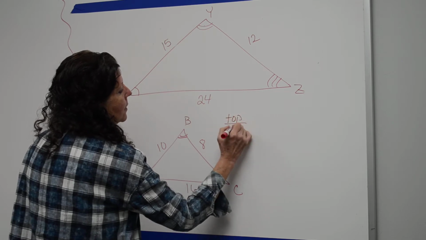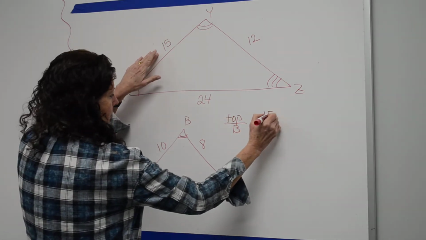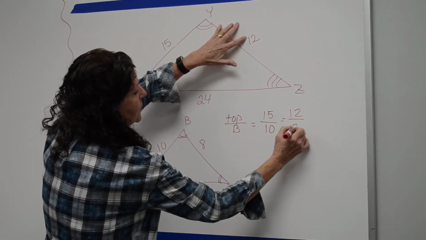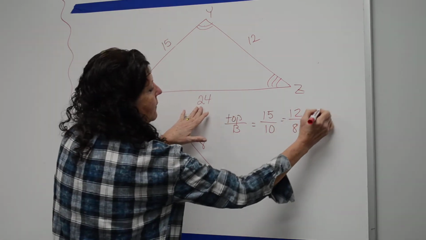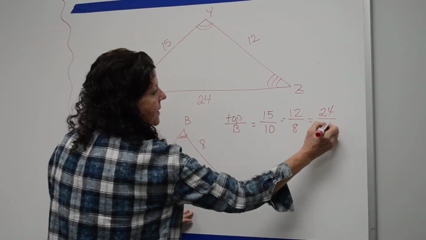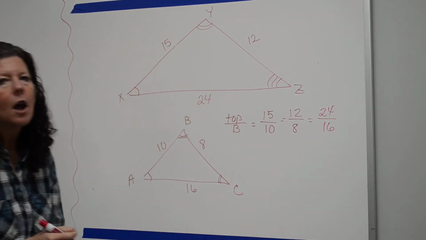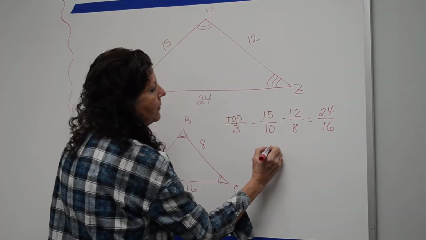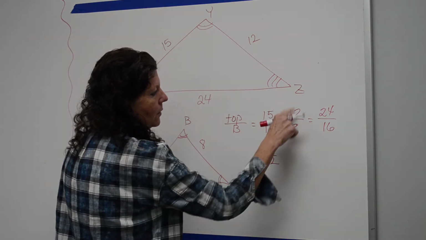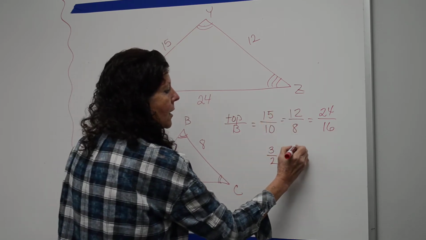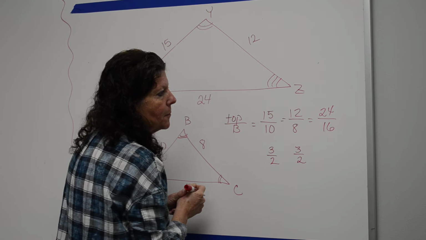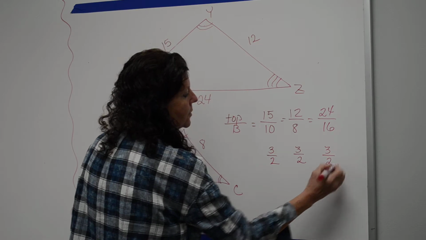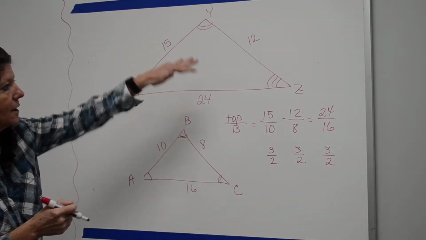We'll do top, bottom. 15 is to 10, as 12 is to 8, as 24 is to 16. Now the question is, would all of those reduce down to the same thing? Well, let's say here I divide the top and the bottom by 5. It's going to give me a 3 over 2. If I divide the top and the bottom by 4, that's going to give me a 3 over 2. Top and the bottom here by 8 is going to give me a 3 over 2. So I can see that all of the sides are proportional.